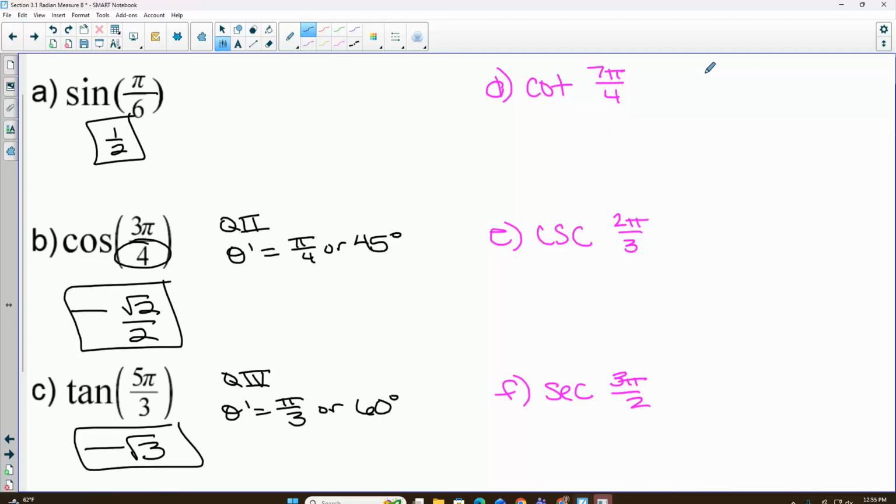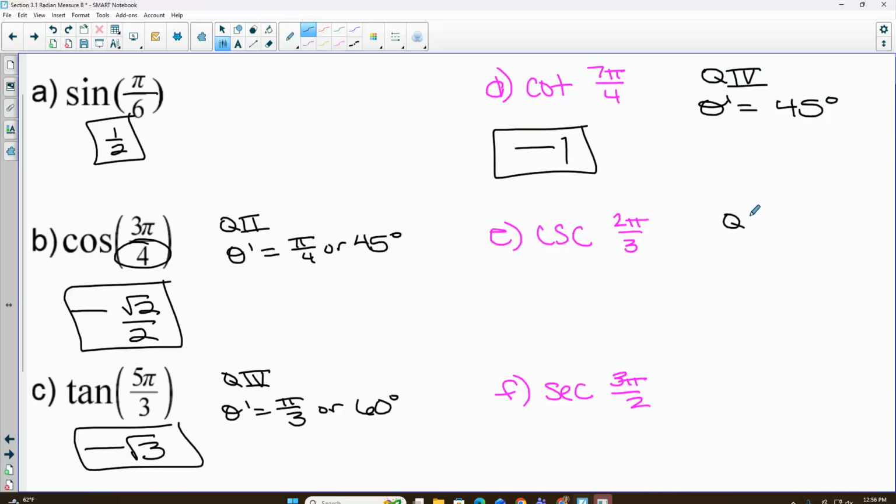All right, 7 pi over 4. What quadrant is that? Reference angle, pi over 4. It's in quadrant 4, cosine's positive, so cotangent is negative. Cotangent of 45 degrees is 1.